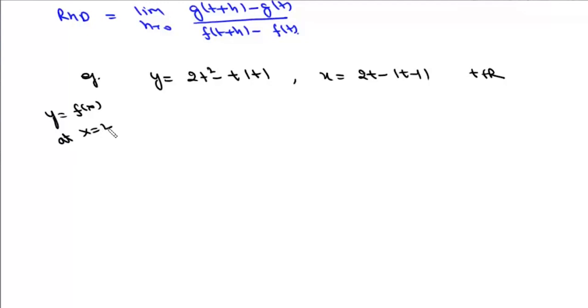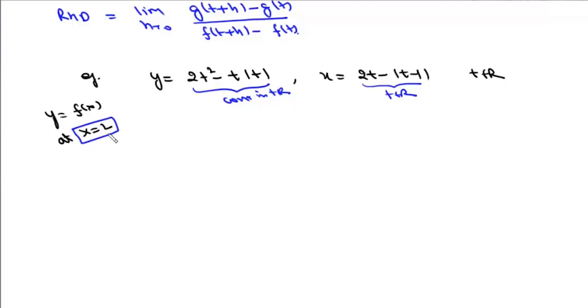at x equals 2. Now we know this y is a function of t, and here we have polynomial and modulus functions, so it is continuous in t belongs to R, and here also this x is continuous in t belongs to R. So when we are going to write this function f(x), it will be continuous in t belongs to R. So this function y equals f(x) will be continuous, so we just have to check differentiability at x equals 2.